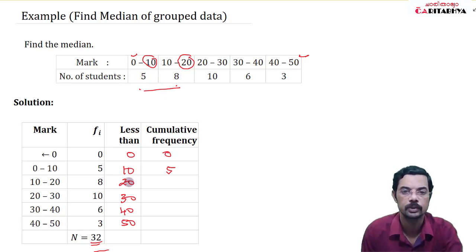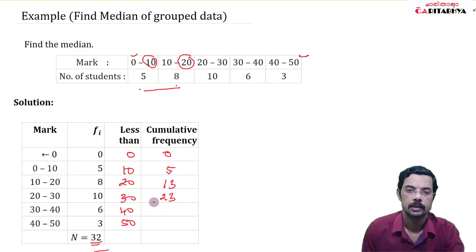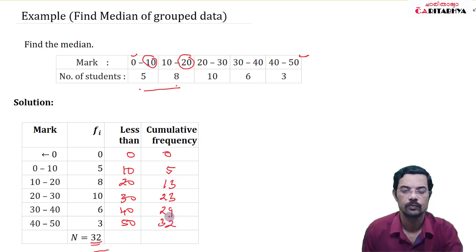So how many students got less than 20? It is 8 plus 5, which is 13. And how many students got less than 30? It is 10 plus 8 plus 5, that is 10 plus 13, which is equal to 23. Then we have 6 plus 23, that is 29, and then plus 3, that is 32. So this is how we prepare the cumulative frequency table.